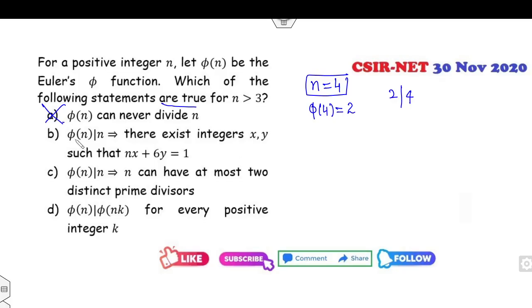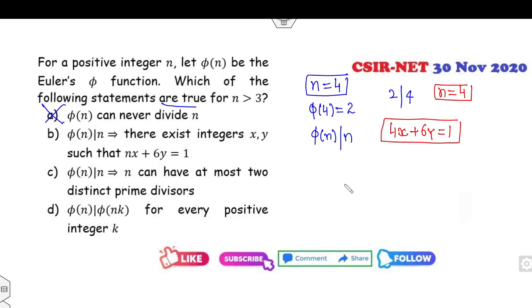Fine. Phi(n) divides n. If phi(n) divides n, I can choose the same example. That means I can choose n equal to 4. Then this equation 4x plus 6y equals 1 has a solution. So clearly, okay, what is the shortcut trick for you?